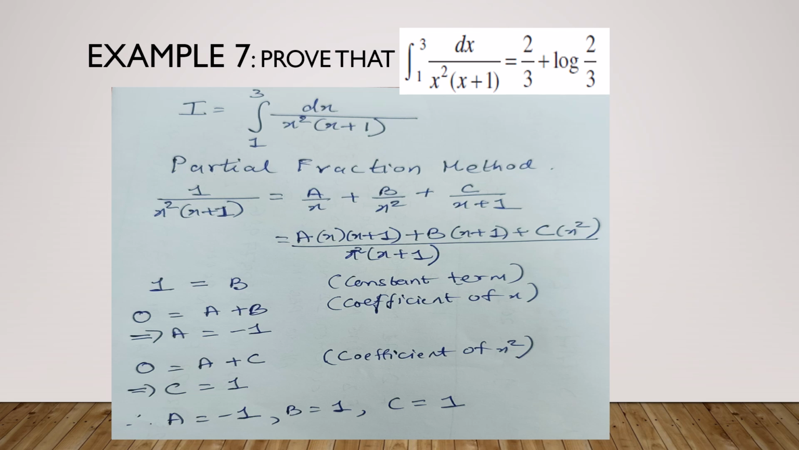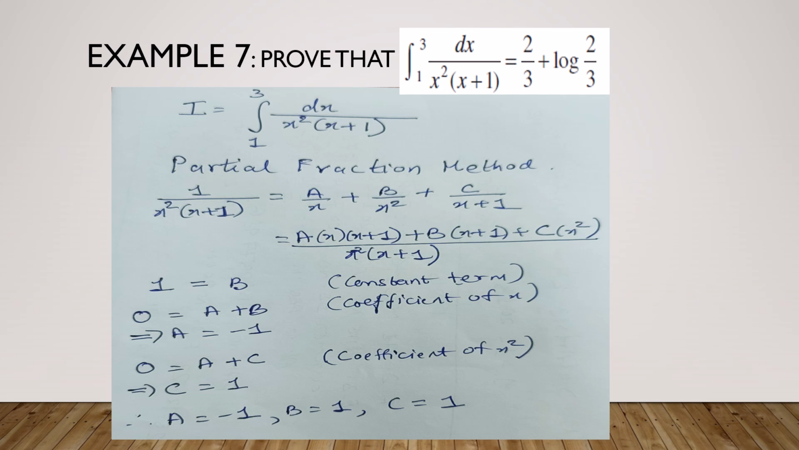By the partial fraction method, this will be equal to A upon x plus B upon x square plus C upon x plus 1. Taking the LCM, it will be A into x (x plus 1) plus B into (x plus 1) plus C into x square. We have done many examples of this kind. So now when you compare both the sides, first thing is I am comparing the constant term, because it becomes very easy. On the left hand side only constant term 1 is there. So 1 is equal to the constant term on the right hand side, which is just B. So B is 1.